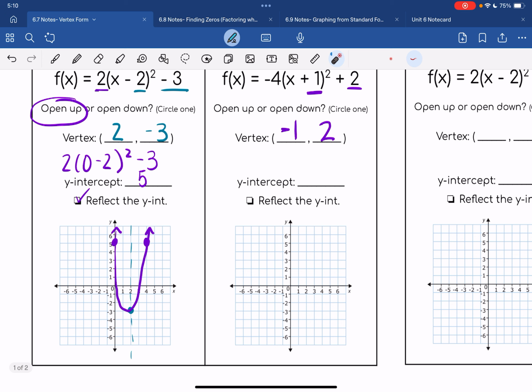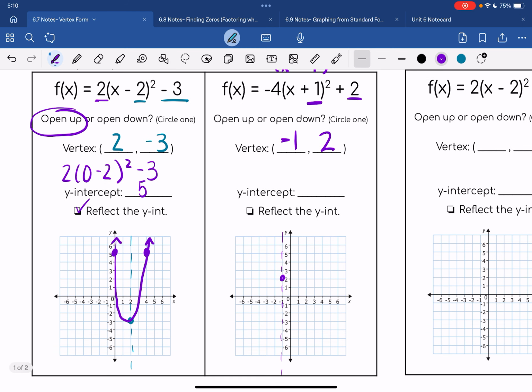Okay, so I'm going to go ahead and graph that. -1, 2, so left 1, up 2, put a dot there. I can also graph my axis of symmetry. This problem opens down, and I know that because this number here, my a value, is negative. So since my a value is negative, it opens down.